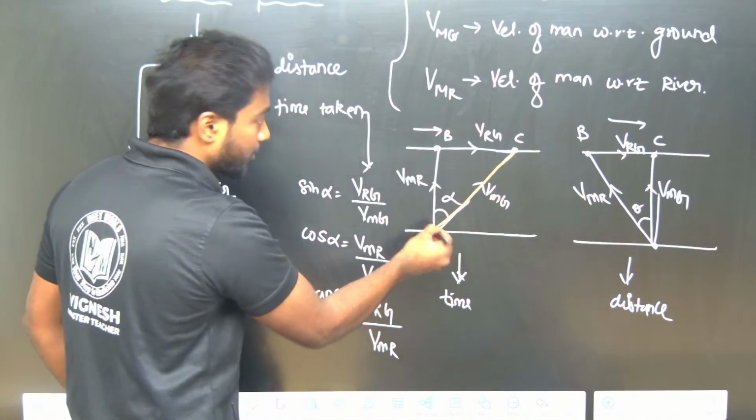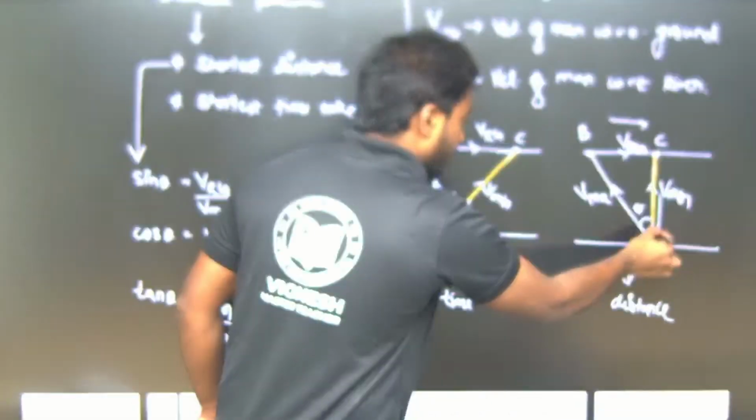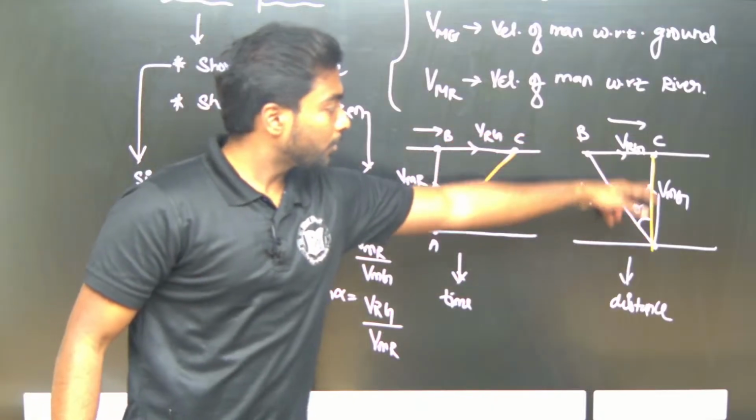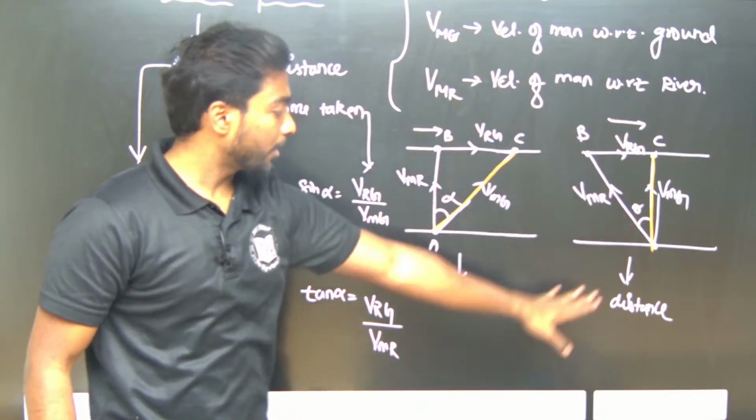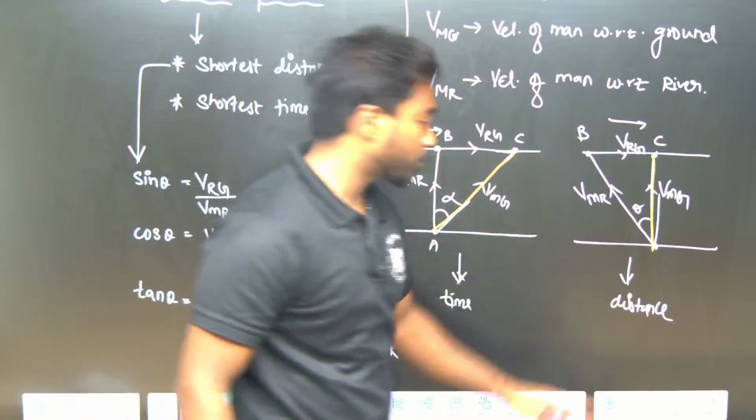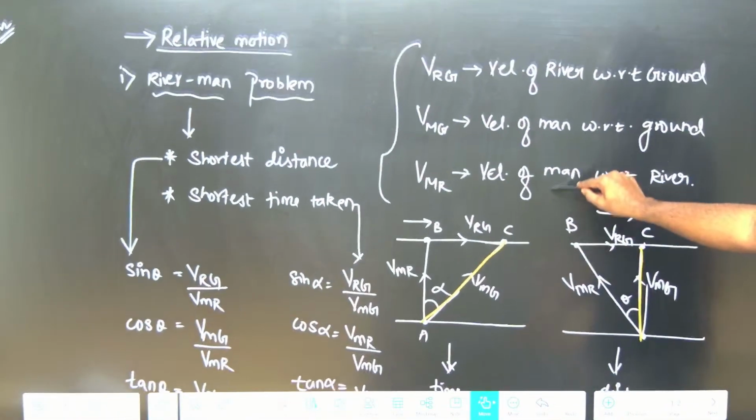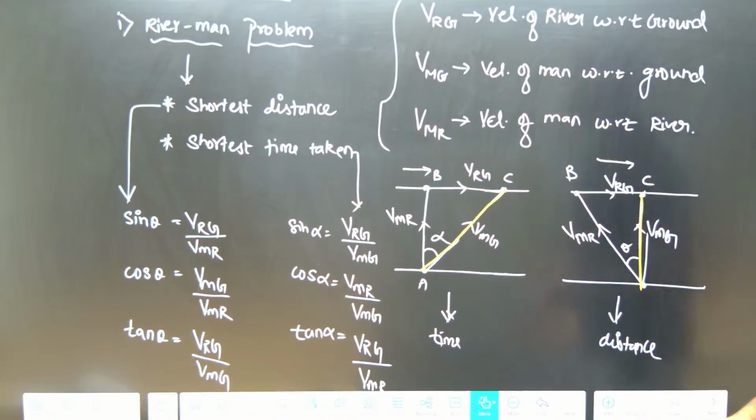I have ended like this. So if you see here, this one will take the shortest time to reach the other end, this one will take the shortest distance. That's why I have written time and distance. You can take a note of this so that it will be easy for you to solve the problems.